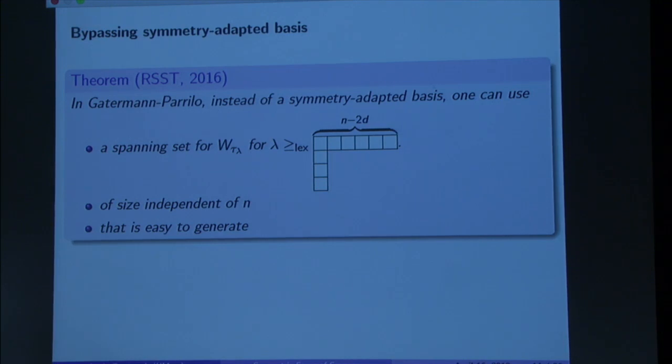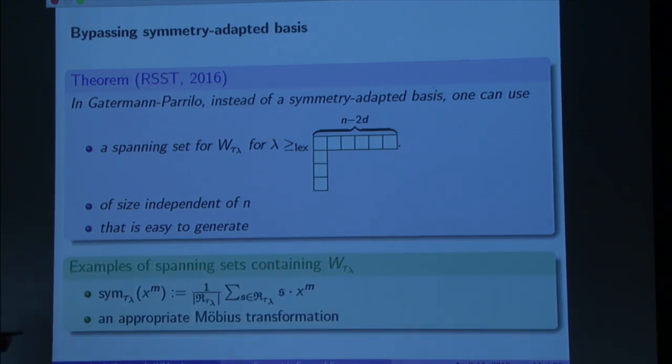And so they do exist, and here are two very easy ones. I can take my monomials and symmetrize them under my row group. That works. And then I get another one for free by just taking an appropriate Möbius transformation of these. They span the same thing. What is the second one? Is it a separate basis? The first is not a basis, this is a spanning set. And now I just take the Möbius transformation of these guys. So you can find another one by just transforming this one a little bit, that has the same span.